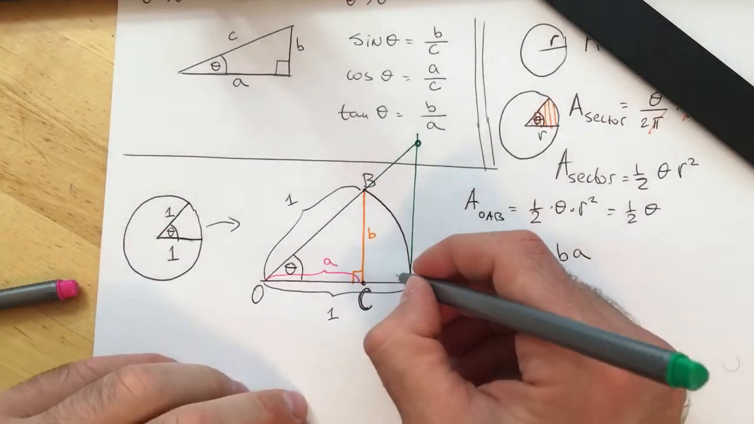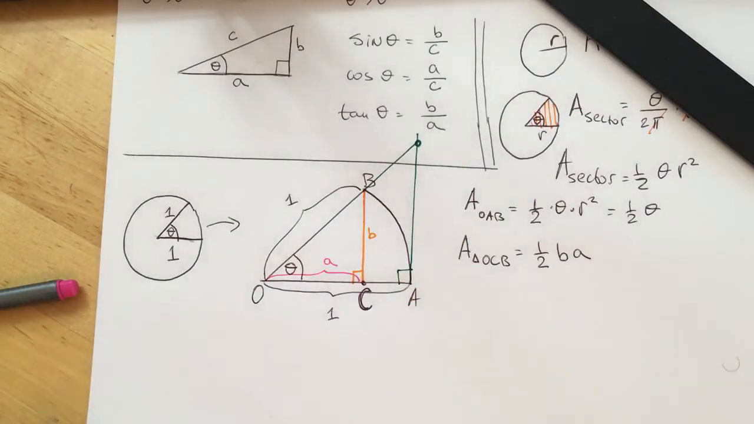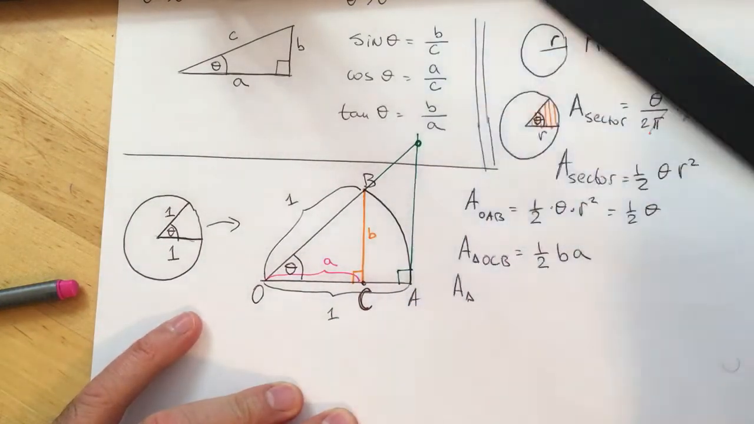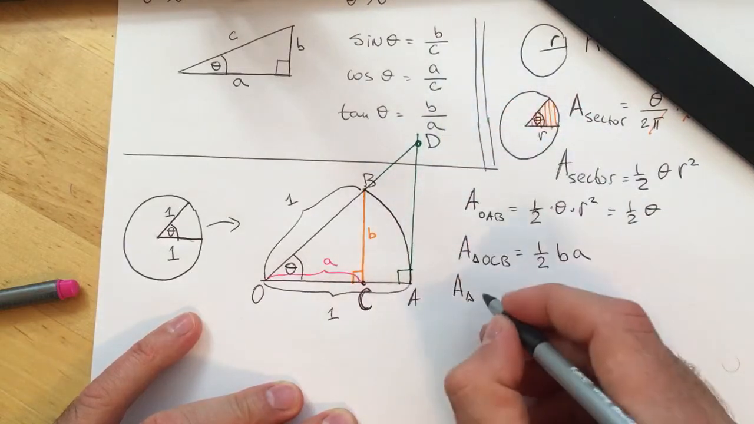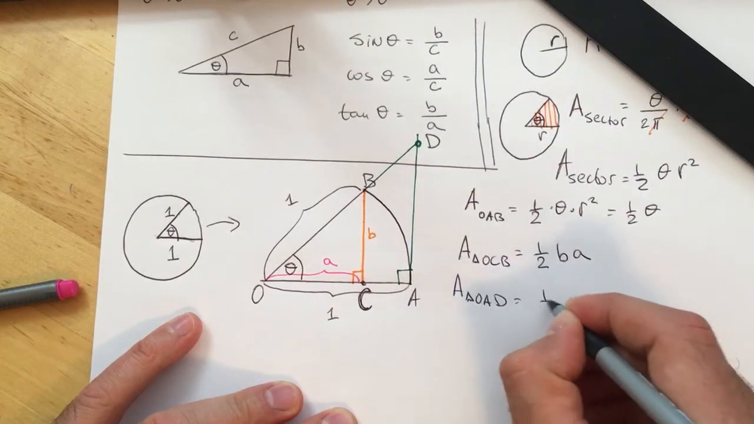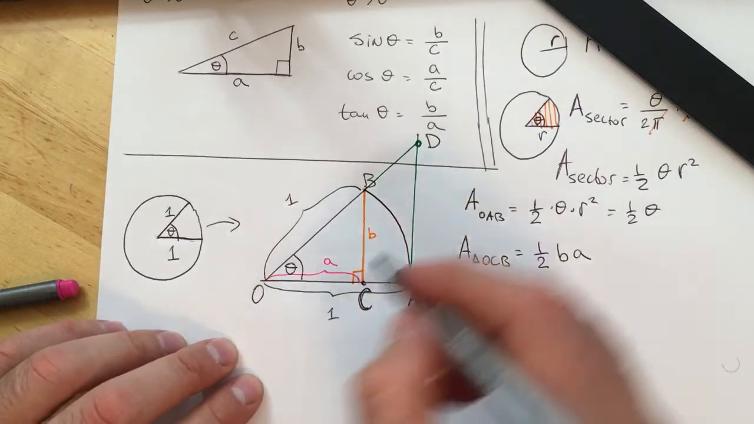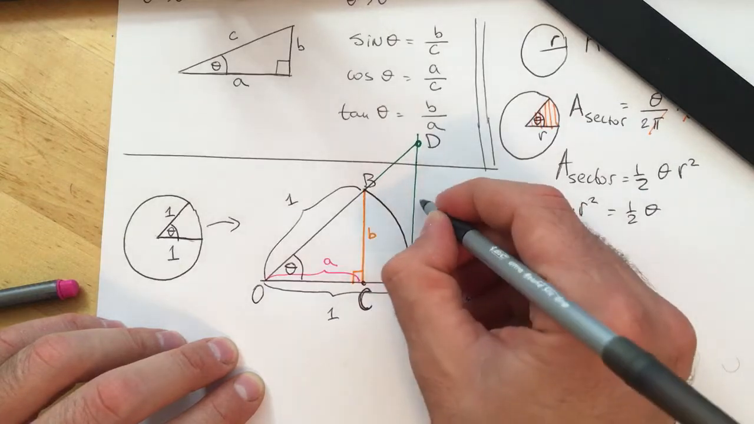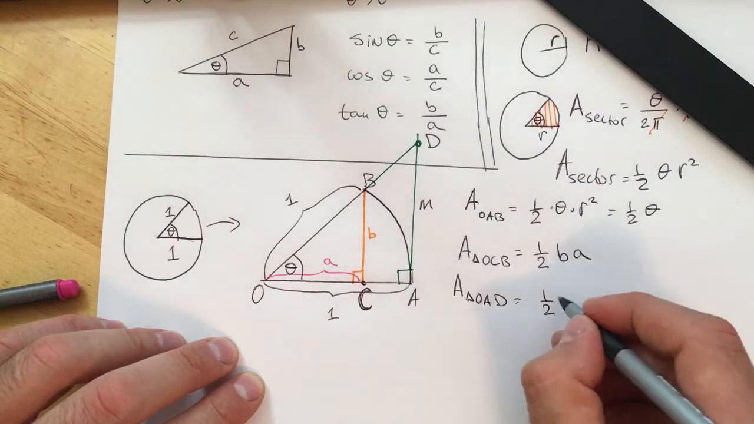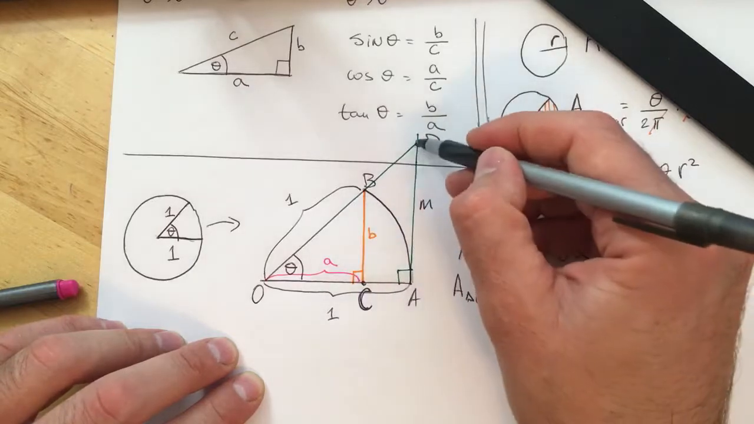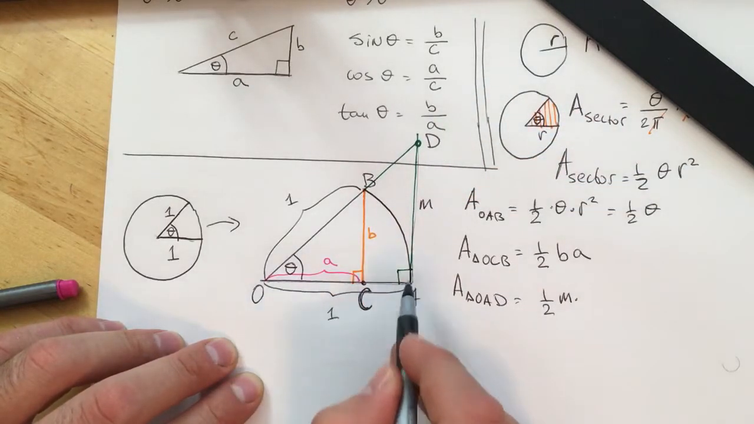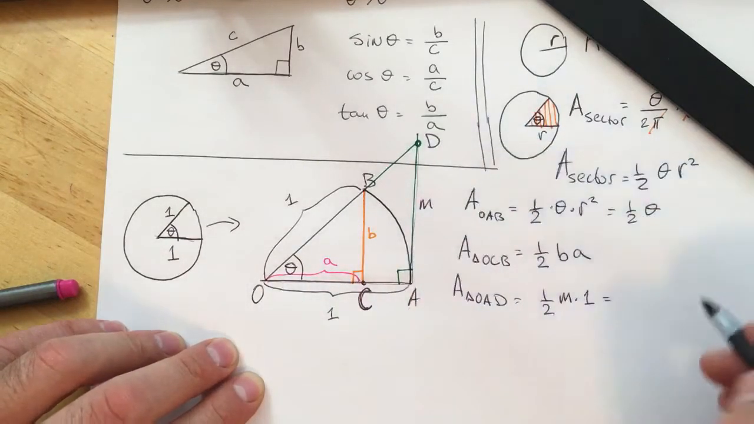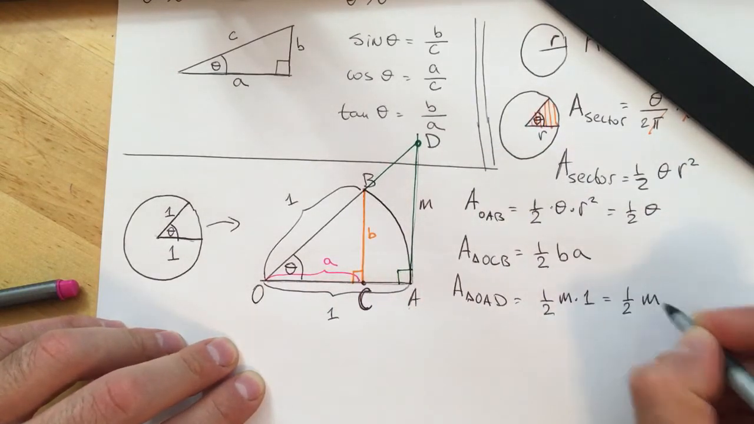Again, it's a right angle triangle. The area of the triangle OAD, let's call this point D, is going to be 1/2 times this side here, which I can call M, times this side, but this side is 1. So the area of the triangle OAD is just 1/2 times M.